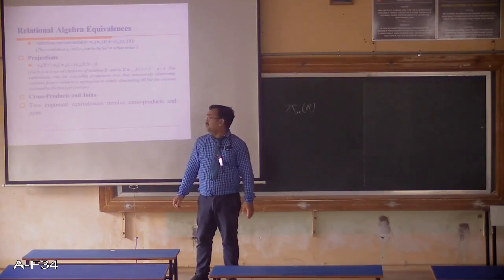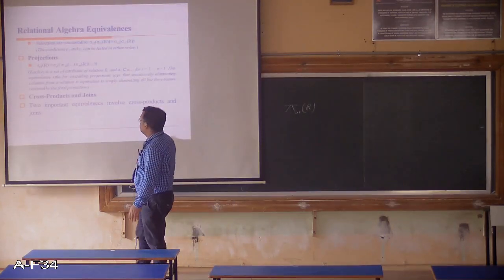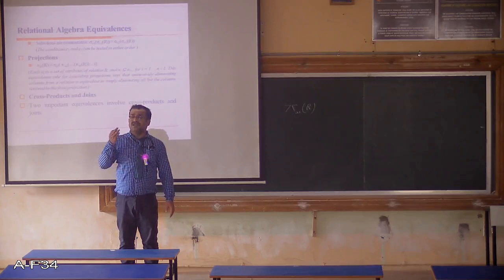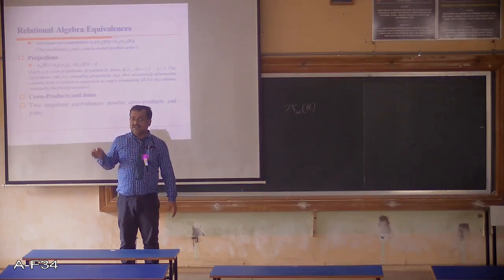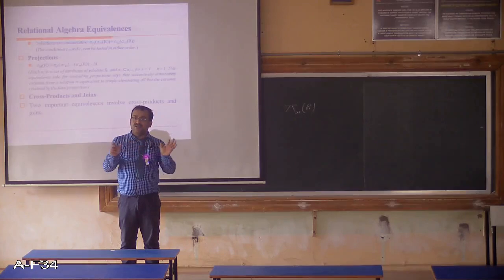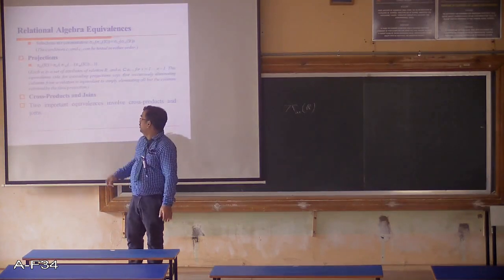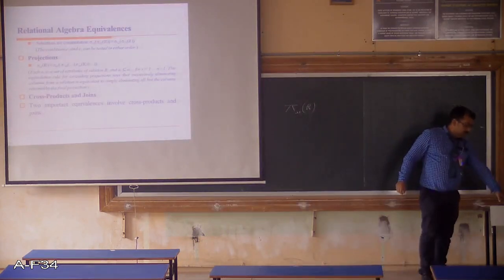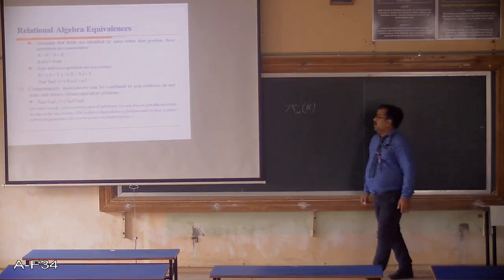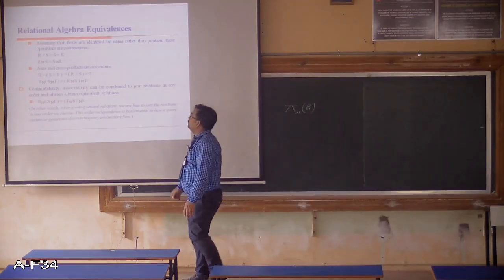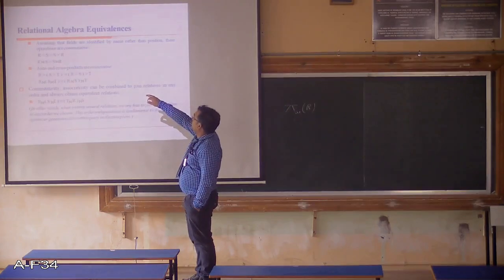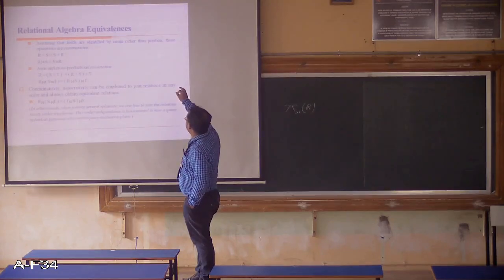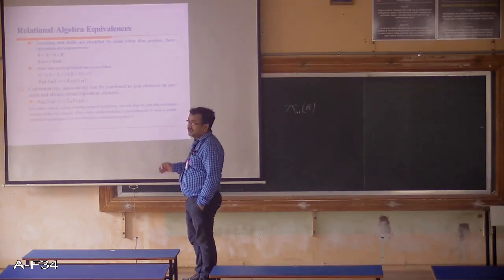Similarly, we can have the equivalence defined for cross product and join. Cross product, as you know, is the relations which are defined in a from clause, and join means relations which are combined or joined by the join condition. Now here you can see the cross products, assuming that fields are identified by the name rather than the position, so these operations are basically commutative.